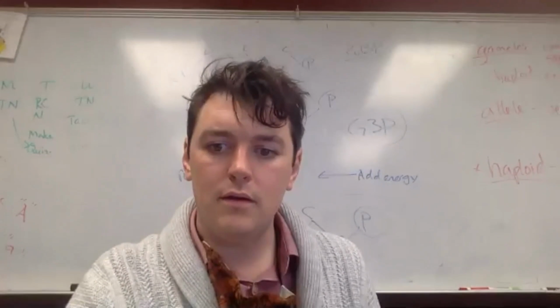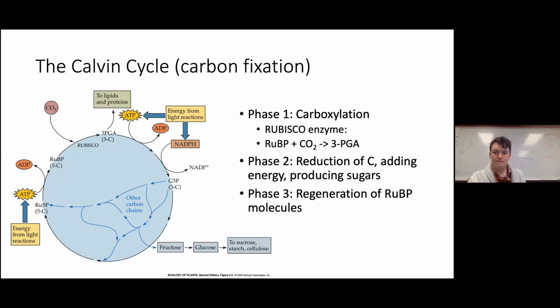Take a look here. So the 3 phases: carboxylation, or fixing the carbon; reduction, adding energy so that we can produce sugar; and then regenerating the RUBP so the cycle can begin again. Those are the 3 phases we want you to know.